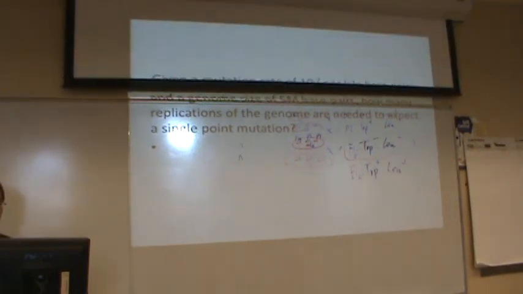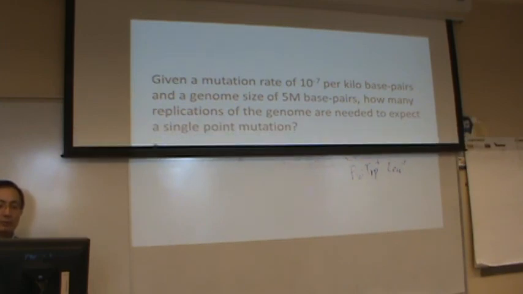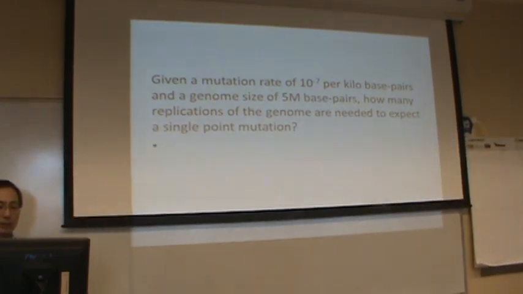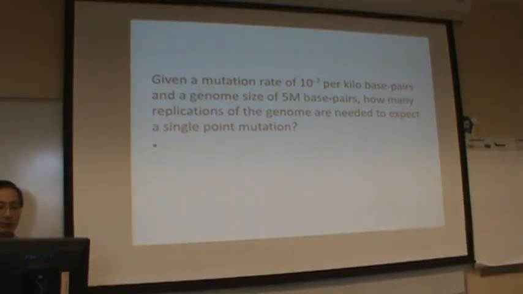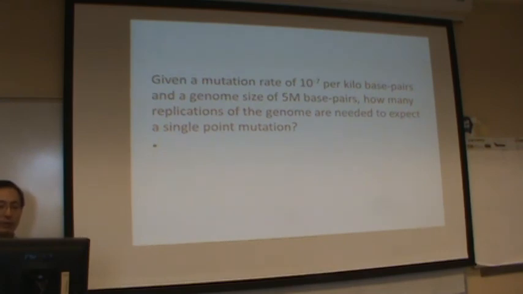Here's another question. If the mutation rate is 1 out of 10 million and the genome size is 5 million base pairs, how many replications of the genome are needed to expect a single point mutation? You probably want to take a piece of paper and work on this and also write your name on it.